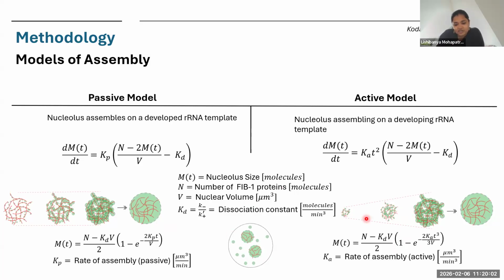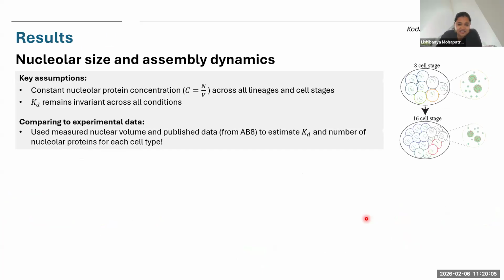So what we did next was to compare that with experimental data. And in order to do that, we made use of a couple of estimations that we already had. So nuclear volume is something that we could measure directly from experiments. So we basically had nuclear volumes for all different types of cells at different cell stages. From published data from a previous paper, we could estimate the number of cells in one type of cell. And by assuming that all of these cells are at constant concentration and using their respective volumes, we could have an estimate of how many nucleolar proteins existed in every cell stage.